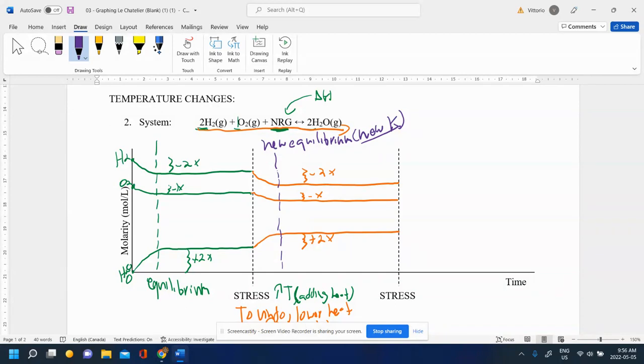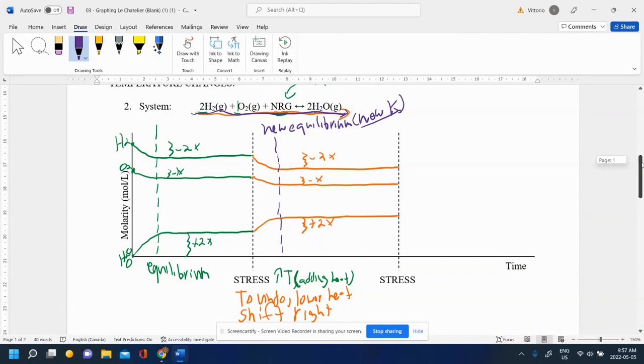So we increased our temperature. It definitely increased the rate of the forward reaction a lot more than the reverse reaction. And so that's why we have a new K value now, since energies are in different positions when it comes to the reverse and the forward reaction. Essentially, going one way you're endothermic, but going the other way you're exothermic, so the temperature affects you differently.